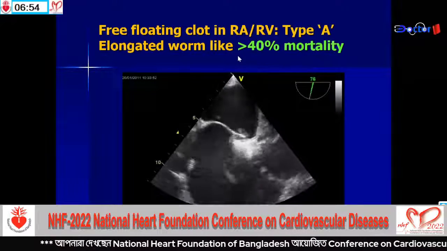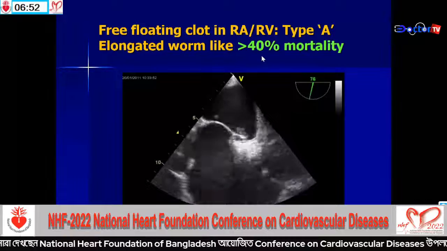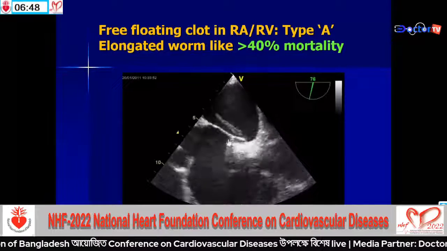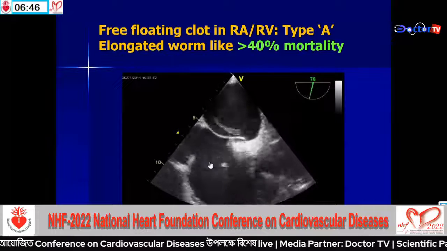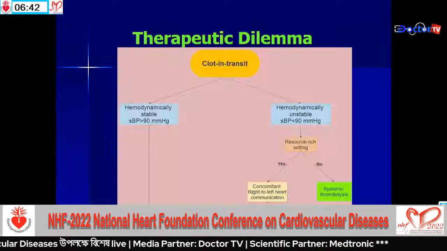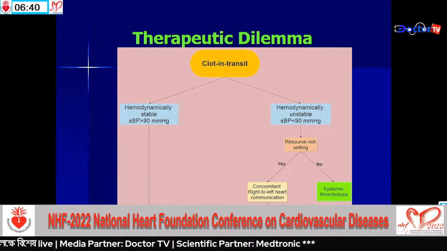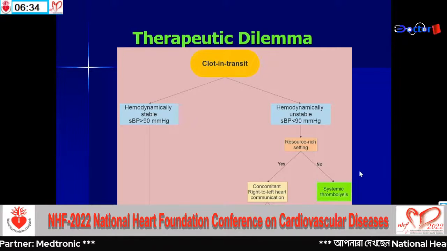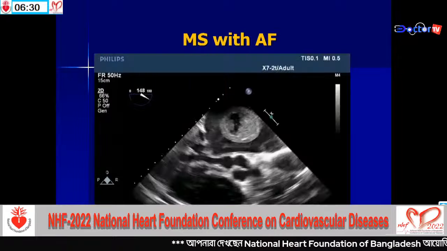And because this lady came with breathlessness, it turned out to be a case of a pulmonary embolism. So you can see this is a free floating clot from LA to RA originating from the deep veins of the legs. And the treatment is a therapeutic dilemma: either a surgical catheter-based thrombolysis or systemic thrombolysis. So we opted for a systemic thrombolysis, and the patient was quite relieved.